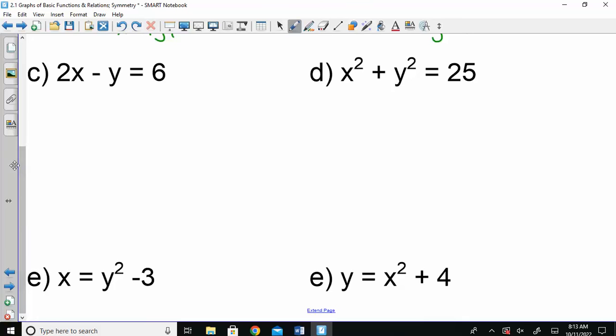Let's do D. I put a bunch of examples on here. We're not going to do all of them. So let's do this one. Too easy, huh? No, this one will automatically be all of them are. So how do you check the x-axis? Flip the y.